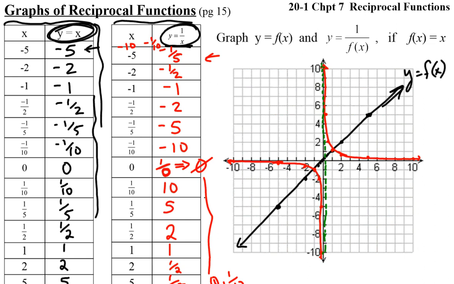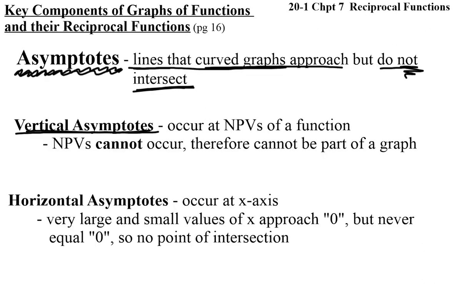So is it always going to be like that? Well, yeah, it is. Vertical asymptotes occur at NPVs of a function. NPVs cannot occur. Therefore, they can't be part of a graph. In this case, for our reciprocal graph, we had y equals 1 over x. Well, what's the NPV here? Well, what can we not have in the denominator?